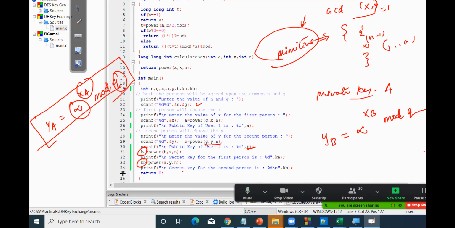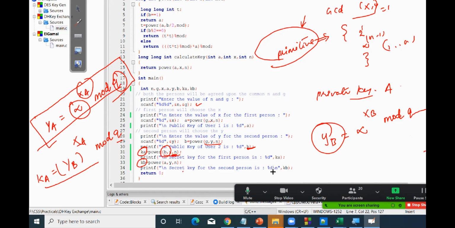In order to calculate the secret key, what are the formulas to be used? To generate a secret key by A, you will be using the formula YB, which is the public key of user B, power XA mod Q. Here YB is the public key of user B, and XA is the private key of A. I hope this is clear.